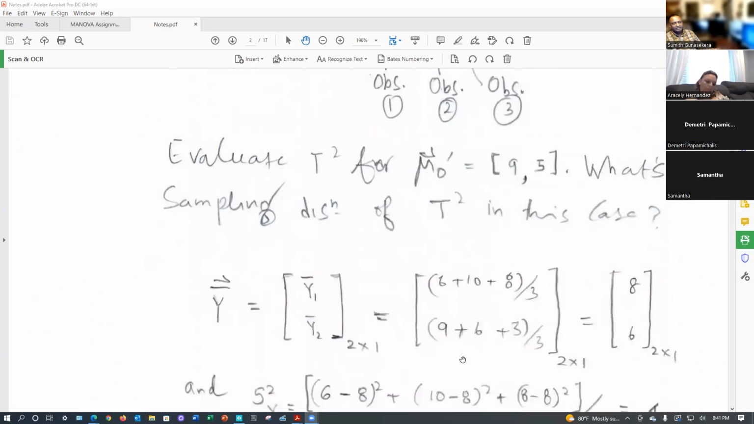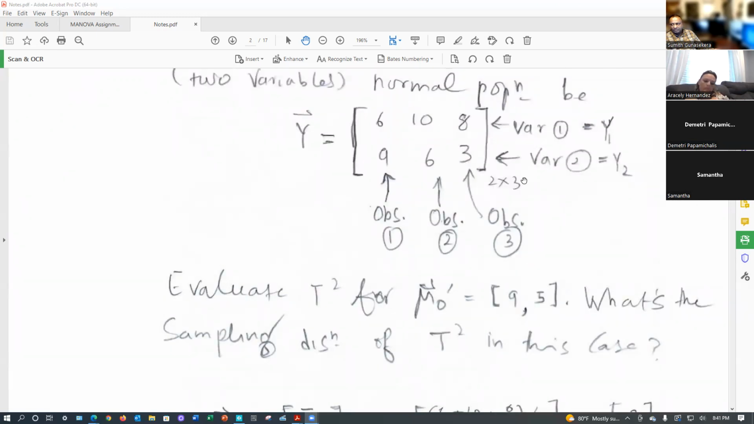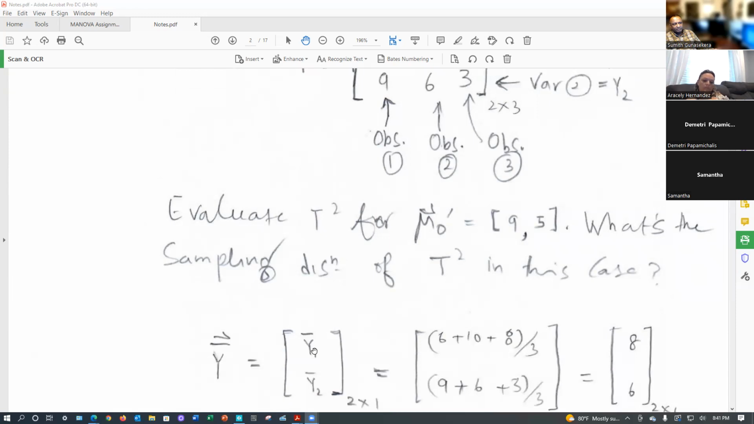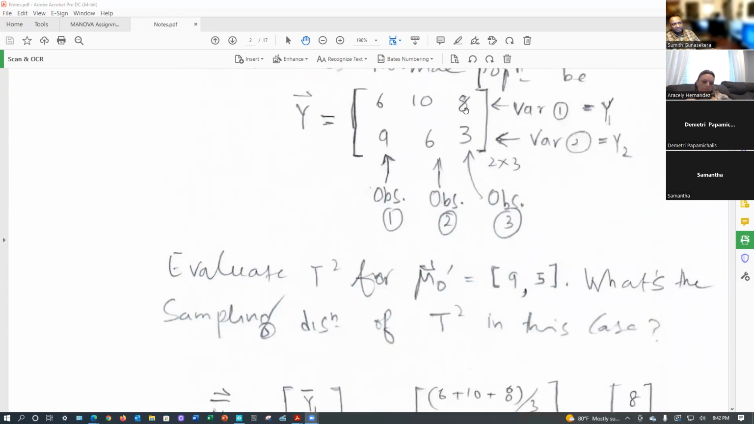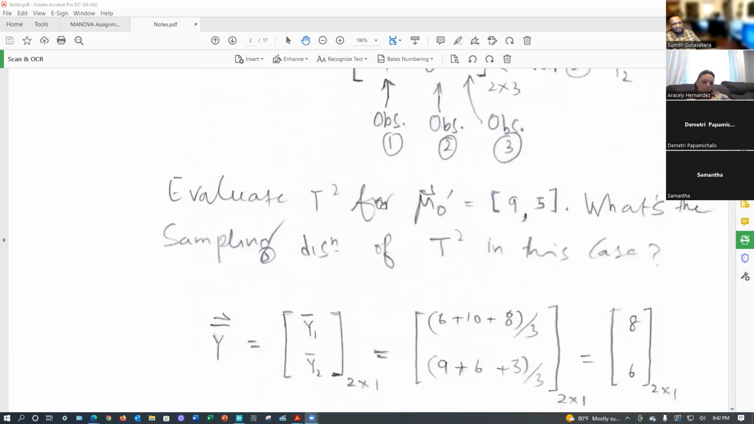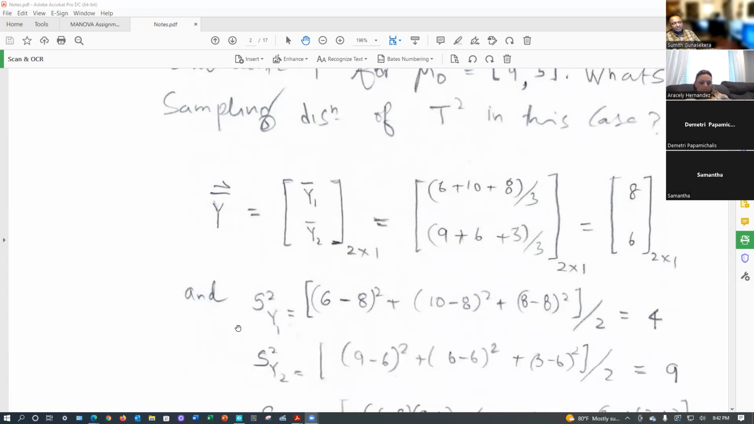So we can easily get the y bar vector. You have two variables, y1, y2. For y1 bar, you can get it by adding these numbers, 6 plus 10 plus 8, divided by 3. For the other variable, 9 plus 6 plus 3 divided by 3, and you get a 2 by 1 vector, 8 and 6, the averages. Now what do you really need? You really need the variance of y1.